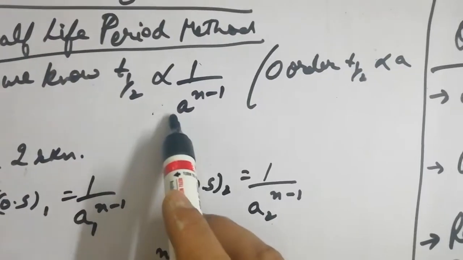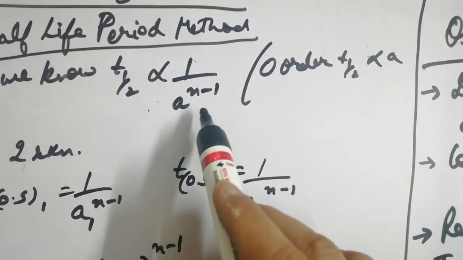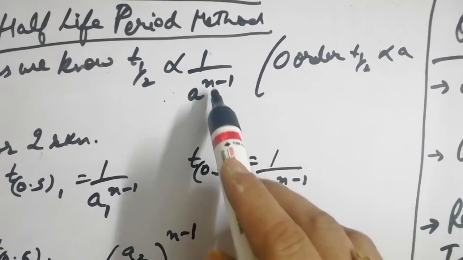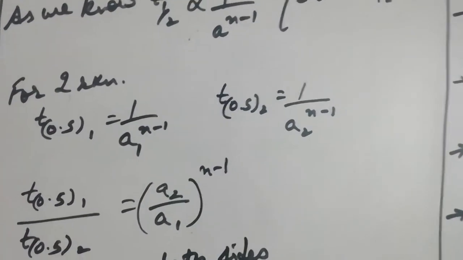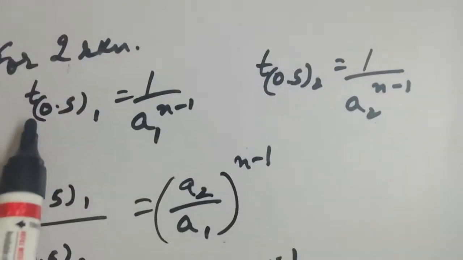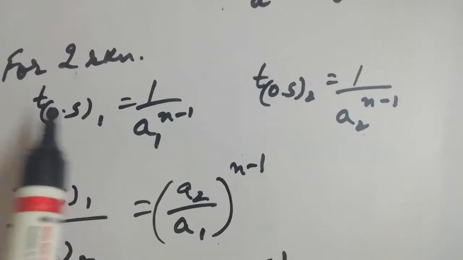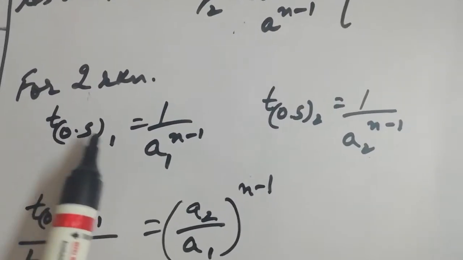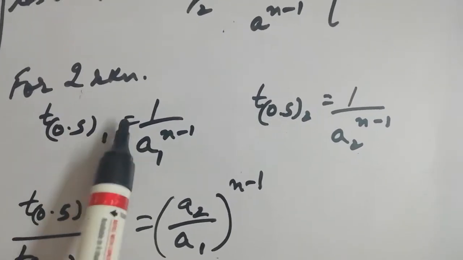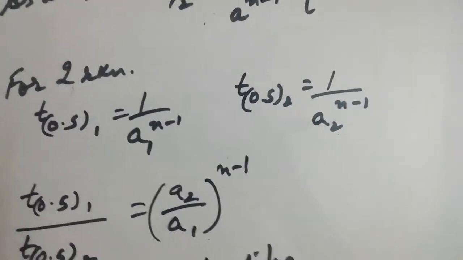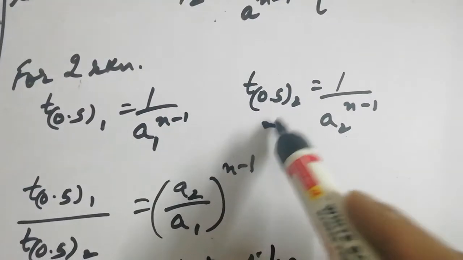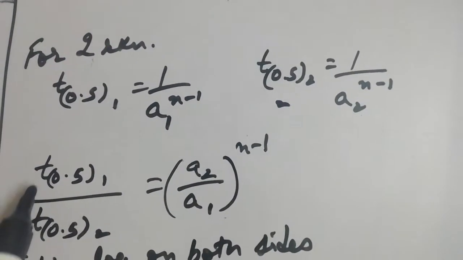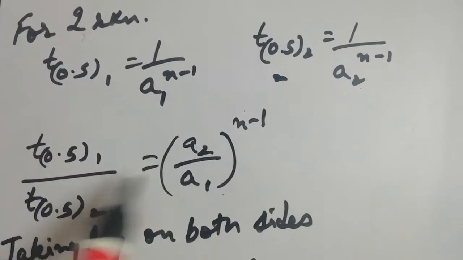As we know that half-life period is directly proportional to 1 upon A raised to power n minus 1, where n stands for the order of the reaction. So let us compare two reactions. For the first reaction, half-life T half of first reaction is equal to 1 upon A1 raised to power n minus 1. And for the second reaction, it is this one. So dividing both the half-lives, we will get this equation.